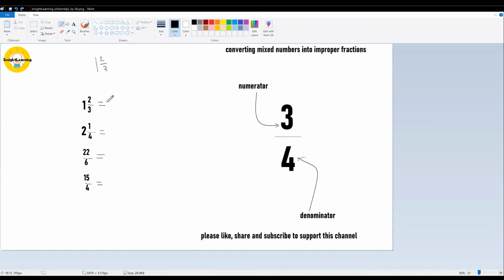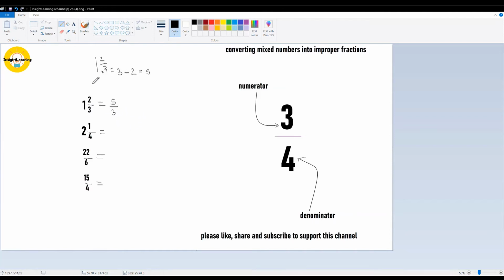So the first thing we need to do is multiply the whole number, which is 1, with the denominator, which is 3. So 1 times 3 is 3. Now we have to add the numerator of the fraction, which is 2. This gives us 5. So 5 is going to be the numerator of our improper fraction. So as the denominator stays the same, 3 is going to be the denominator.